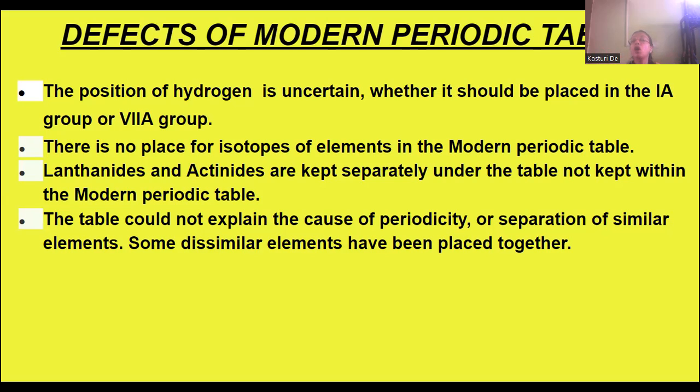Now, the table does not explain the cause of periodicity and separation of the similar elements. Some dissimilar elements are also placed together. So these are the defects which are present in the modern periodic table.